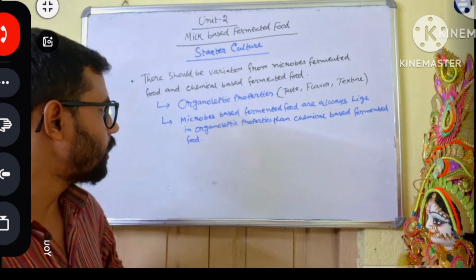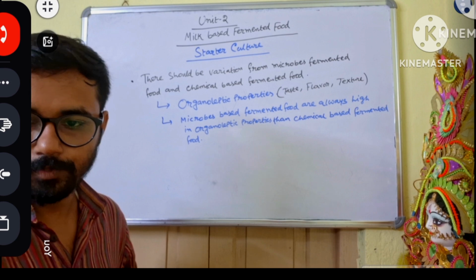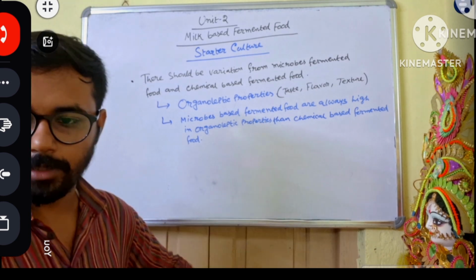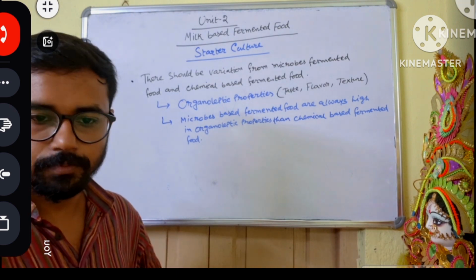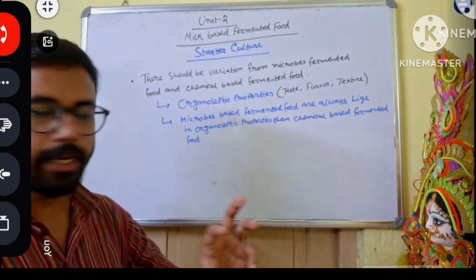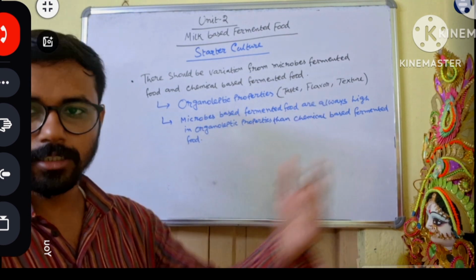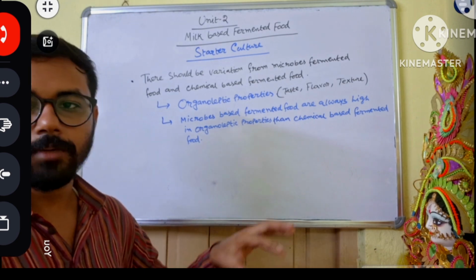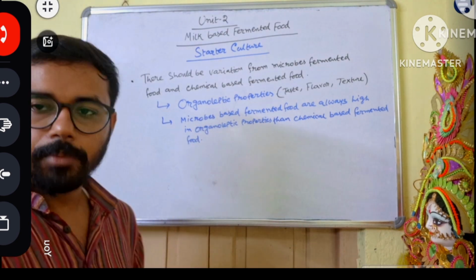My question is how microbes increase the organoleptic property, and the chemical-based fermented food fails to do that. What is the lacuna behind the chemical-based fermented food that cannot enrich the organoleptic property, while the microbe-based fermented food has enriched organoleptic properties?